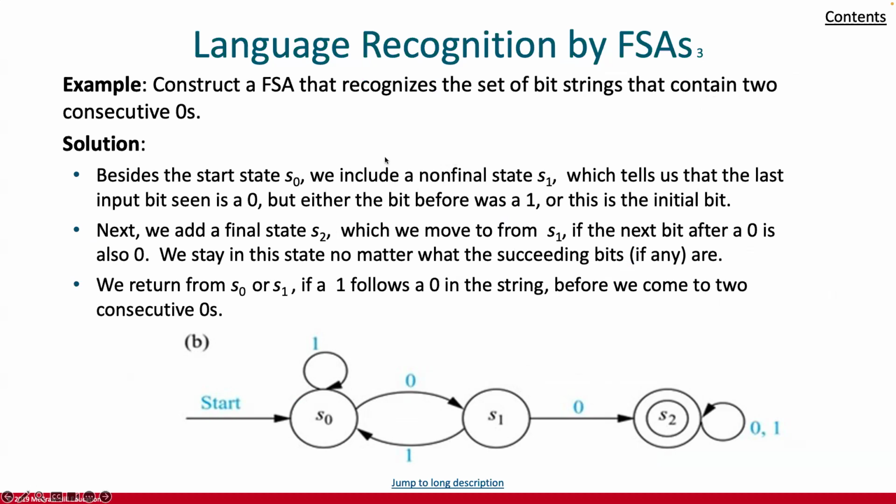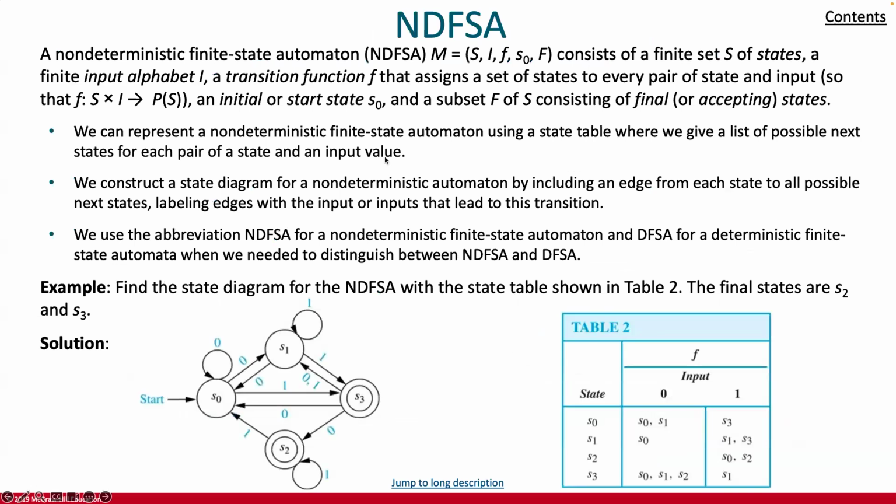And I'll just go on from that. We also have a non-deterministic finite state automaton, NFSA, and it consists of all of these details. So we can represent a non-deterministic finite state automaton using a finite state machine where we give a list of possible next states from a pair of states and an input value.